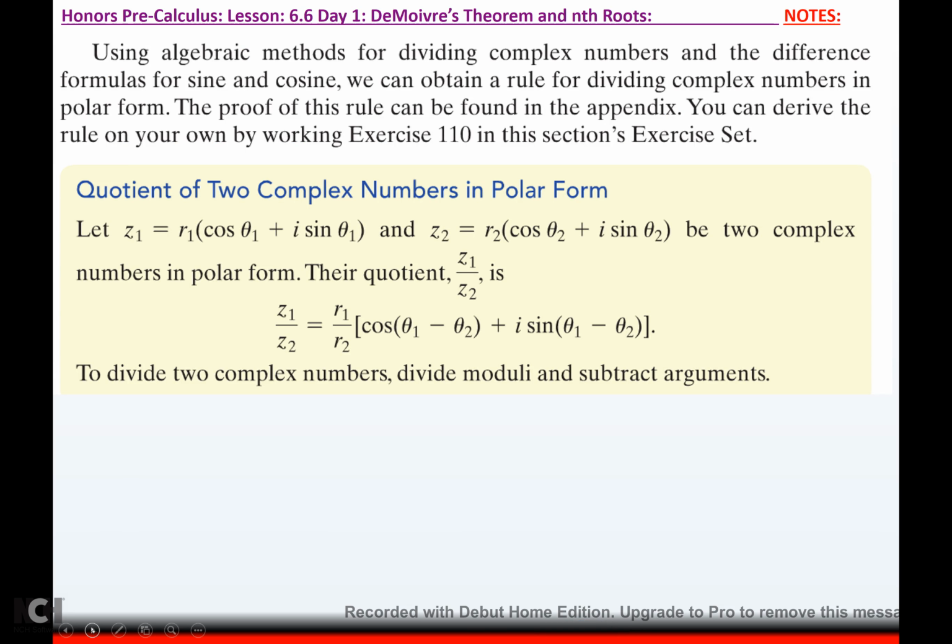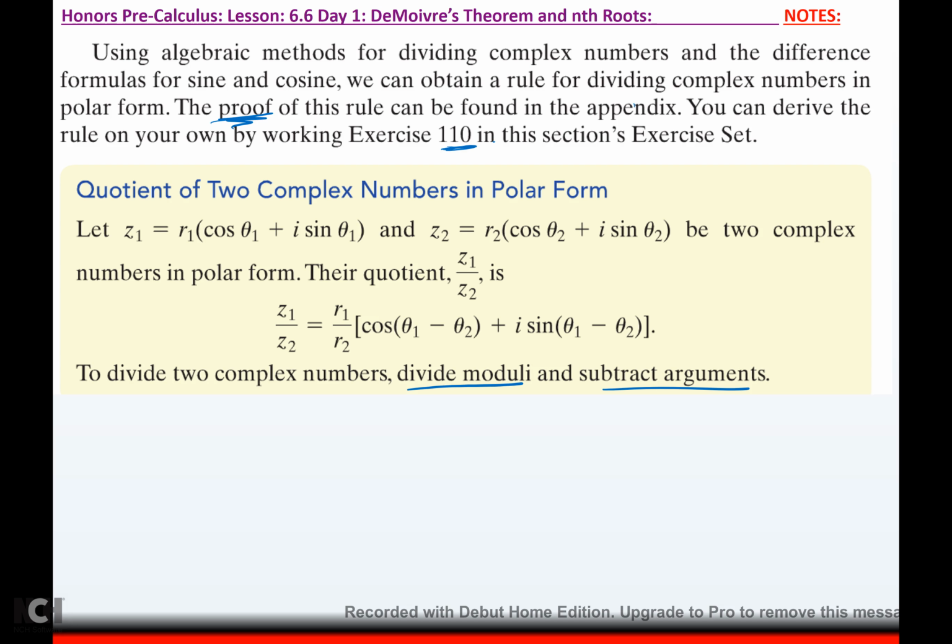Now we get to divide. Well, guess what? When we multiplied, we added the thetas. When we divide, we're going to divide the r's and subtract the thetas. We're going to divide the moduli and subtract the arguments. If you want to see the proof of why the quotient works, you can find that in the appendix, or they're going to ask you to prove it yourself in 110.